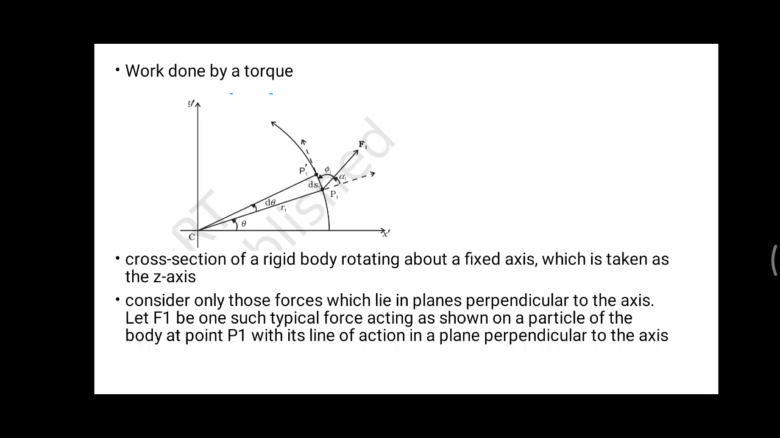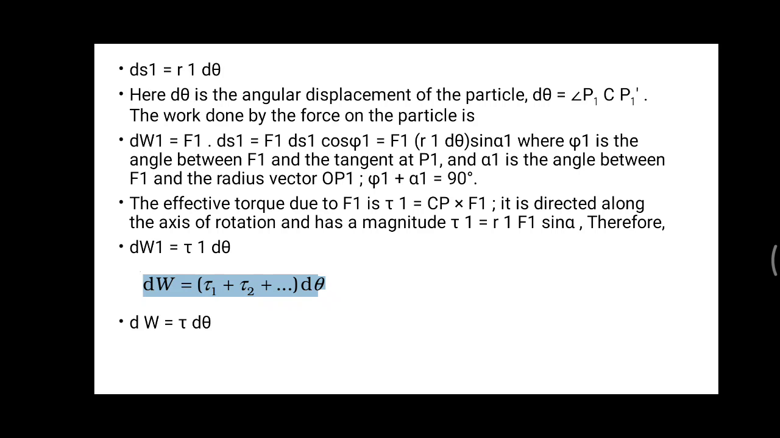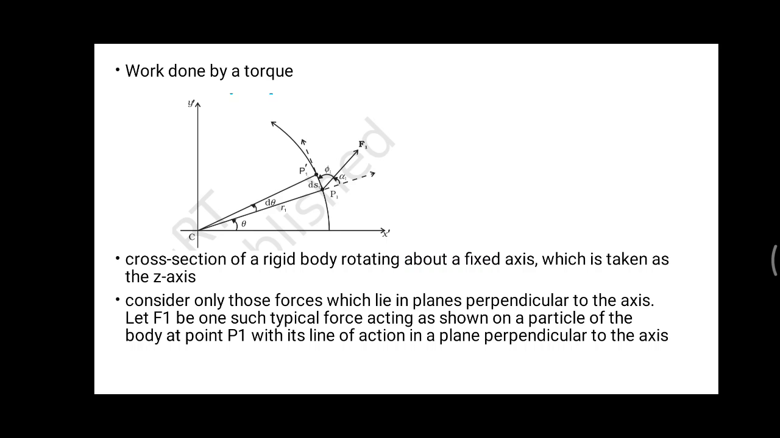And its line of action is also perpendicular to the axis. Which one? The force. Force F1's line of action is also perpendicular to the axis. Now, here ds1 is, as a result of the applied force, the particle at P1 will move to the point P1 dash. So P1 to P1 dash, the movement is happening, and the displacement there was ds1.